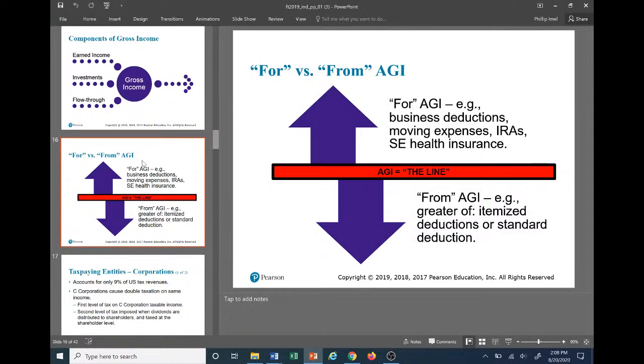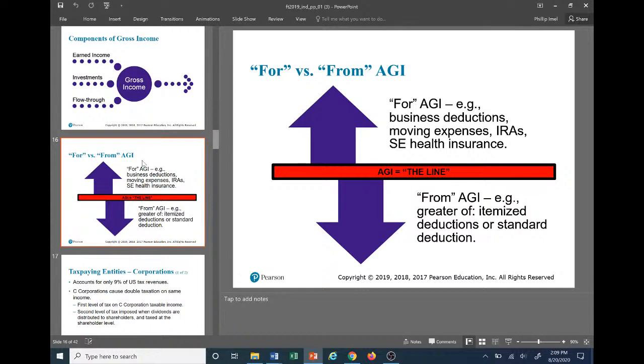Okay, the for versus from AGI. So pretty much AGI is adjusted gross income. I'm sure when you filed your taxes, if you have filed your taxes before, you've heard of this term. Well, in the tax world, this is known as the line, right? AGI is the line, and the reason it's the line is because anything above it is for AGI. So like business deductions. If you have a business and you have expenses that are capable of being deducted, that's going to come into effect here. If you have moving expenses, that can tie in for AGI. Individual retirement accounts, and then even down to the self-employed health insurance.